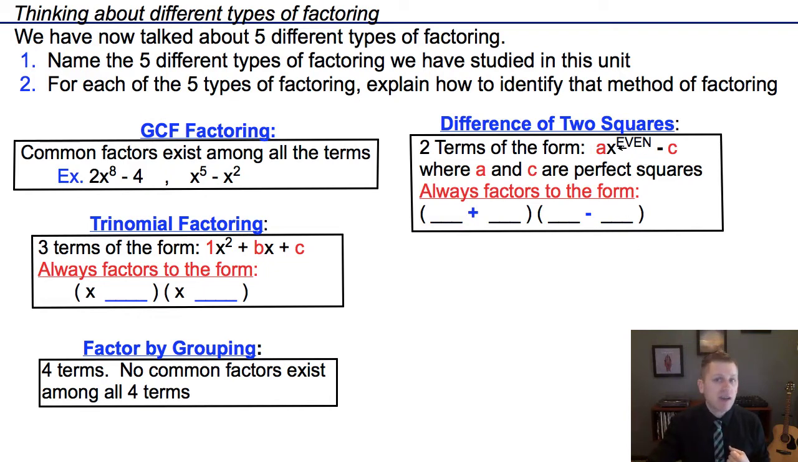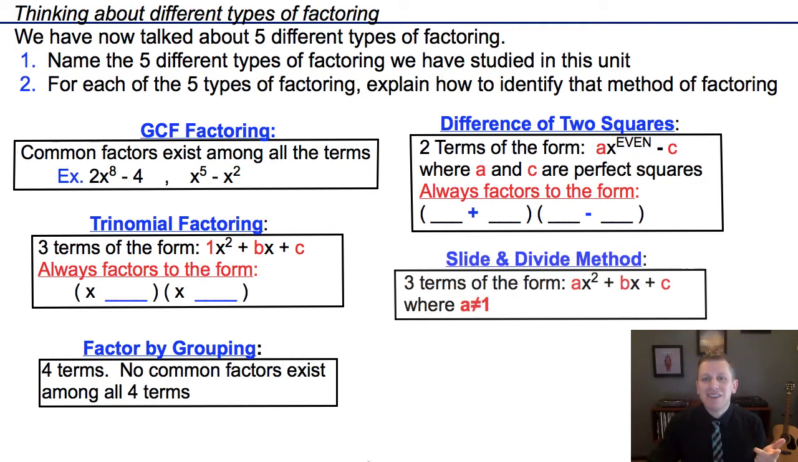In order for a variable to be a perfect square, the exponent has to be even, and in order for a constant to be a perfect square, it has to be the result of squaring some number. For instance, 2 squared is 4, 4 squared is 16, 3 squared is 9, so 9 would be a perfect square. And the difference of 2 squares always factors to this form, with a plus and a minus, and you have 2 binomials. The last type of factoring we talked about was slide and divide.